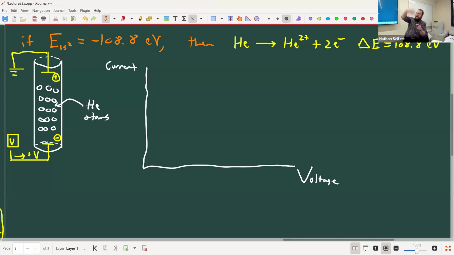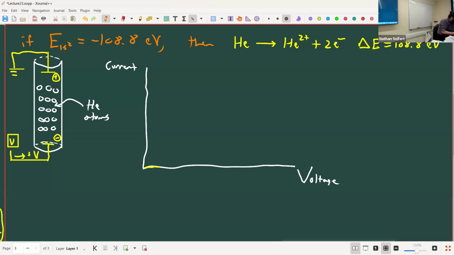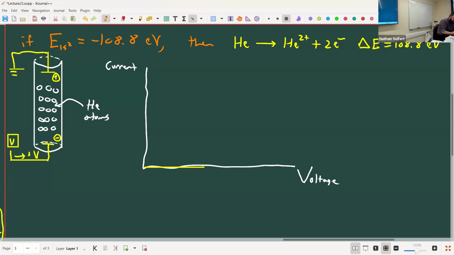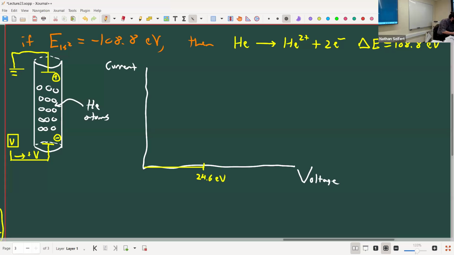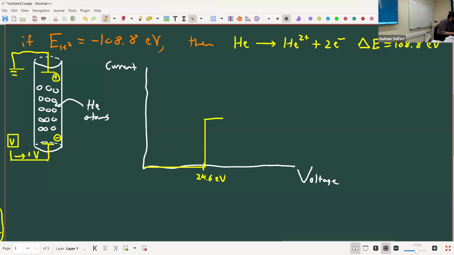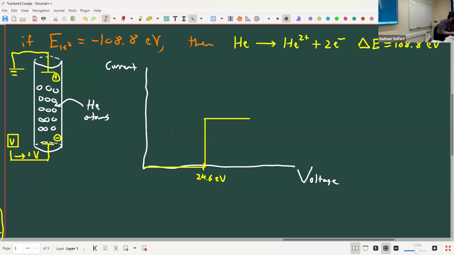When the first electron leaves, we're going to sweep the electron. First, we're going to kick out the first electron. When the first electron gets kicked out, the current will increase because now the electrons are flowing. So when we see the first current jump, we know that the first electron comes out. We have 0 current, and then we hit 24.6 eV, and we see a current jump. That is the first ionization.